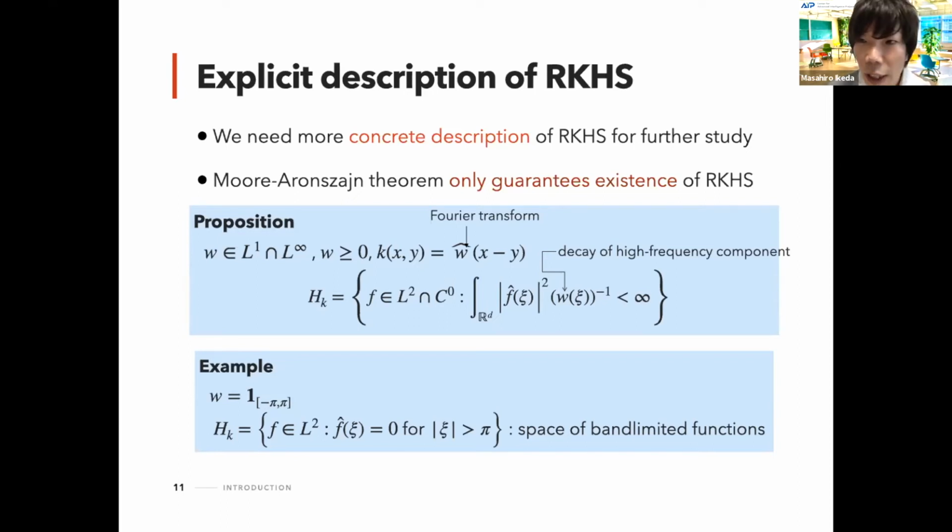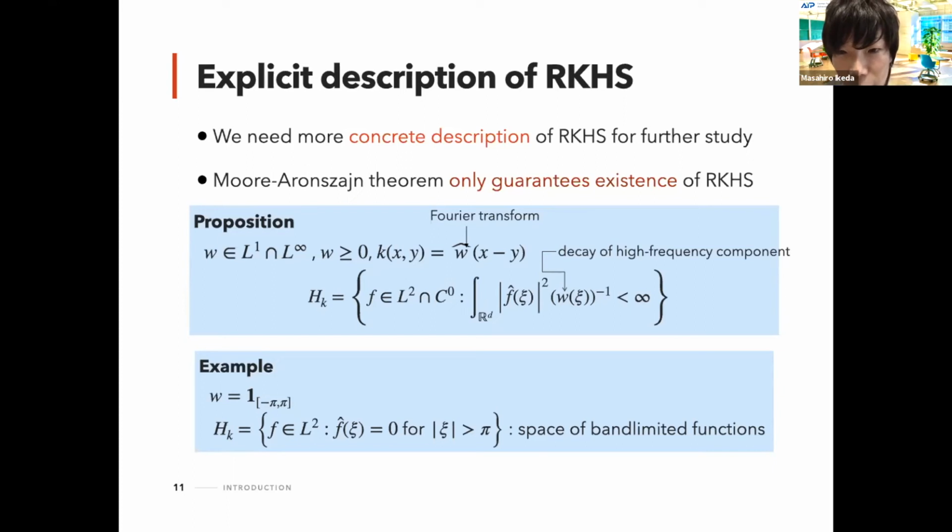W is in L1 and L infinity, and W is non-negative, and K is defined like this, the Fourier transform of W at x minus y. Then K becomes a positive definite kernel. In this case, H_K can be written like this: f is in L2, and this integral is finite.